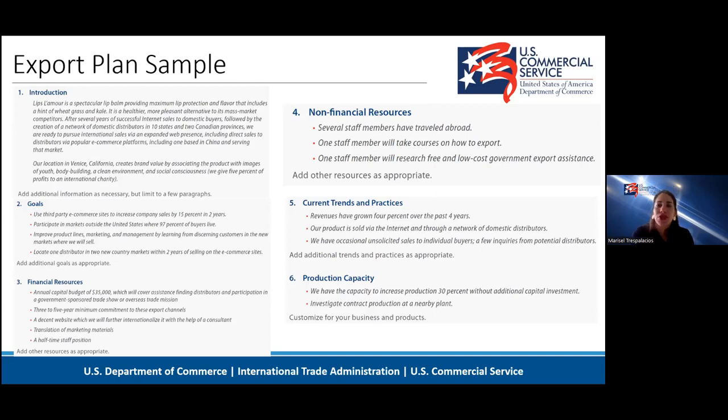Let's see, non-financial resources. Several staff members have traveled abroad. You want to take advantage of that. Maybe they know the market, the business culture better there. Staff will take a course on how to export. We have plenty of workshops, plenty of webinars on our website, trade.gov. And it's not only us. Empire State Development, who will be a speaker later on, they also do many webinars on how to target South Africa, Europe, Canada, you name it. So the resources and the educational material is out there, and probably 80% of the time for free, okay?